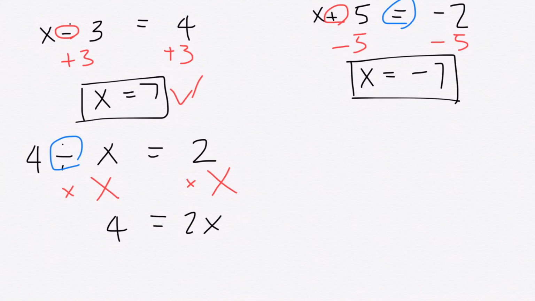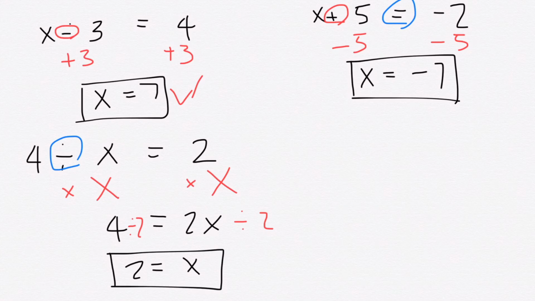Now what we have to do again is divide both sides by 2 to isolate the x, right? Because 2x is equal to 2 times x. Now what we end up getting is 2 is equal to x, which is the correct answer. Because if we substitute this 2 in for x, then we get 4 divided by 2 is equal to 2. So another example, let's try doing multiplication.